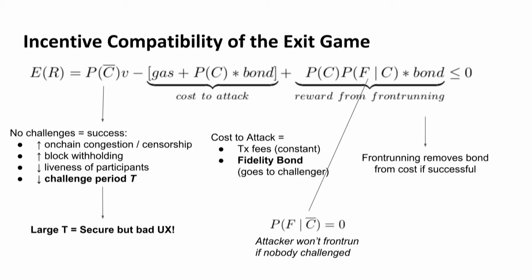And yeah, I will skip this. We have the expected reward of the attacker in this scenario, and it must always be less than 0. So basically you parameterize the challenge period and the bond so that an attacker will never decide to attack because the expected reward is less than 0.